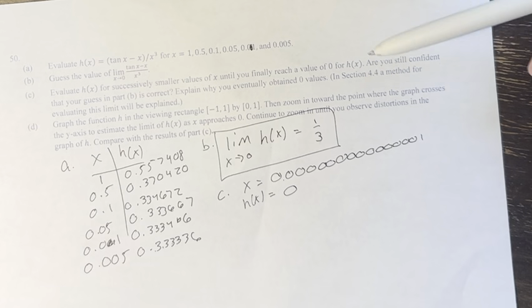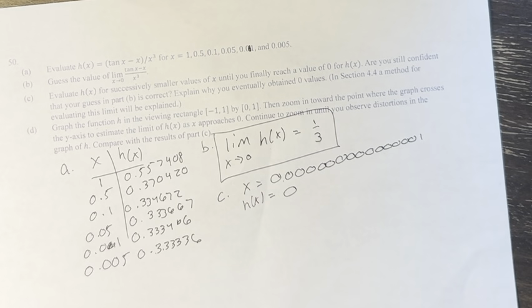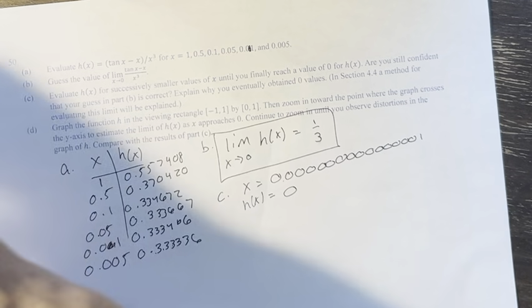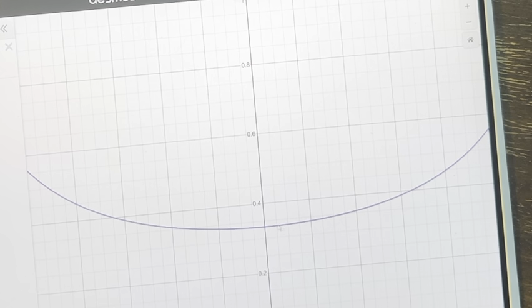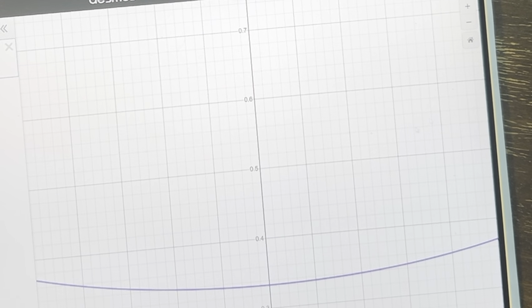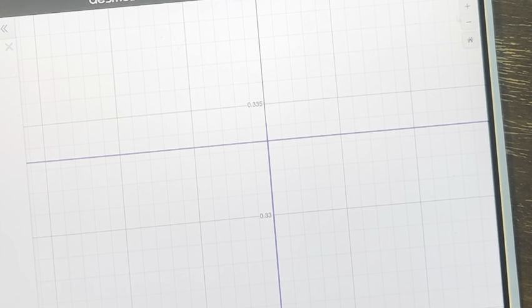It talks about how in a later section, a method for evaluating this limit will be explained. However, if we graph the function in the viewing window that they want, we can see that as x is approaching 0, it approaches 1/3. And of course, at 0 itself is undefined because we're dividing by x cubed. So dividing by 0 cubed would make it undefined because you can't divide by 0. However, if we zoom in on this point, everything looks normal until we see that there's a purple line going down. We're like, okay, that's weird. That doesn't look like the pattern that we saw earlier.